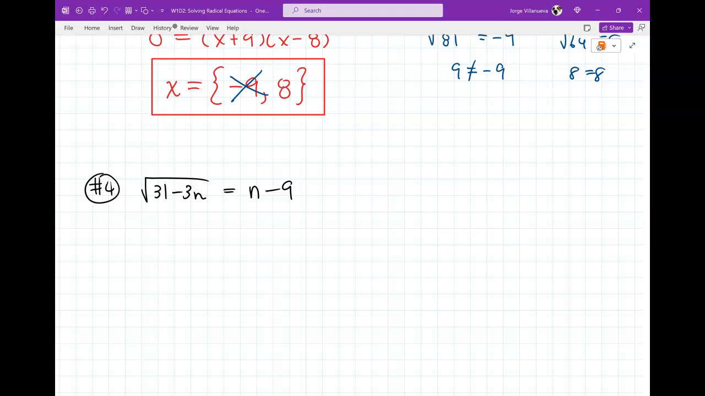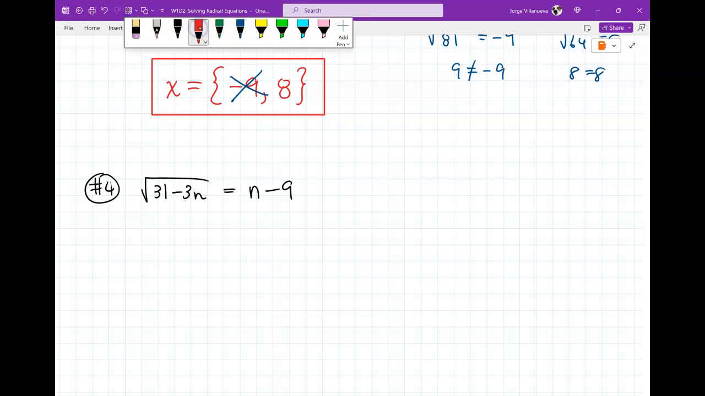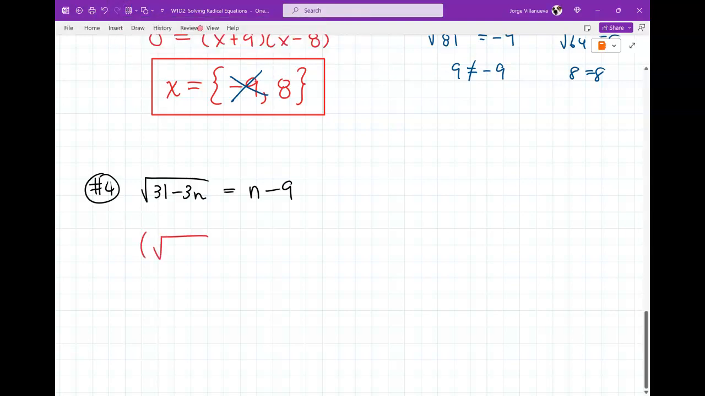So we're going to take this problem. We're going to do the same thing, right? First step is always to square. So let's go ahead and square both sides. So this square root of 31 minus 3n, quantity squared, is equal to n minus 9 quantity squared. All right, so here I get 31 minus 3n equal to n minus 9 squared, which is n minus 9 times n minus 9. This is like that extra work I told you that sometimes we have to do.